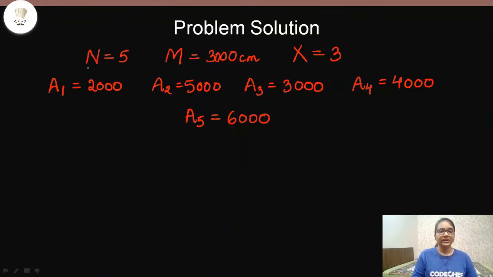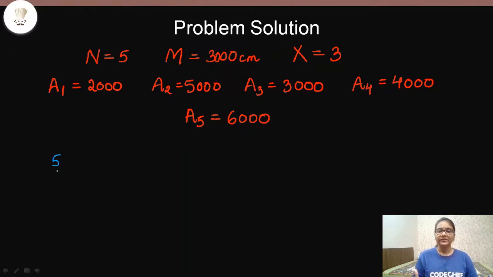Here I have taken an example of 5 players, and the qualification mark given to us is 3000 centimeters and x is given as 3. So if from the first condition less than 3 players are selected, then we can select more of the unqualified players based on their longest throw. Here you can see the throw of the player A5 is 6000, and 6000 is greater than 3000. That means player 5 will get selected.